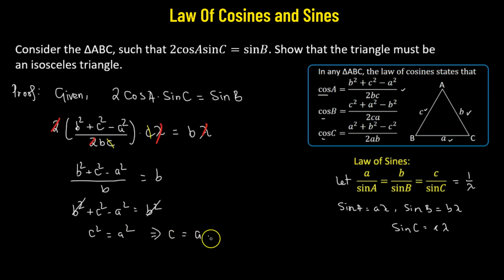Now we know that whenever 2 sides of a triangle are equal, this means that the triangle ABC must be an isosceles triangle. So triangle ABC is isosceles, hence proved.